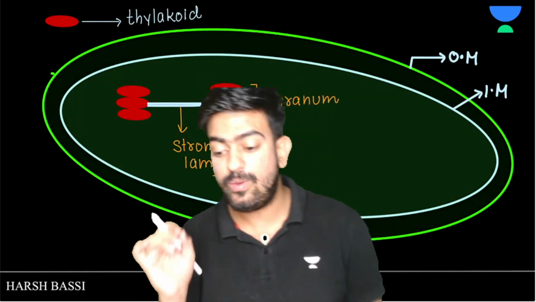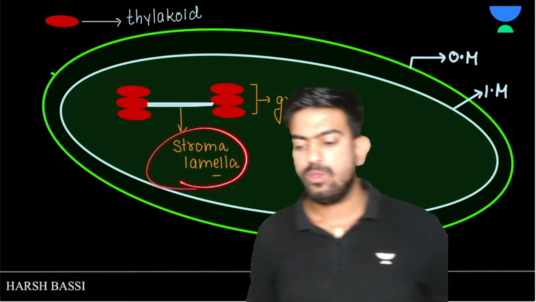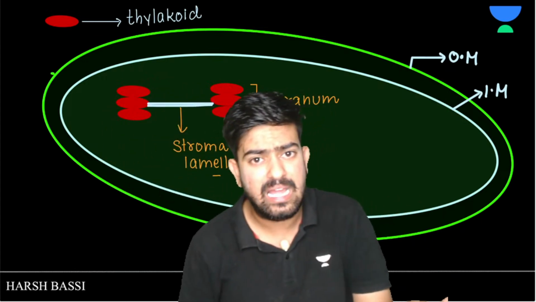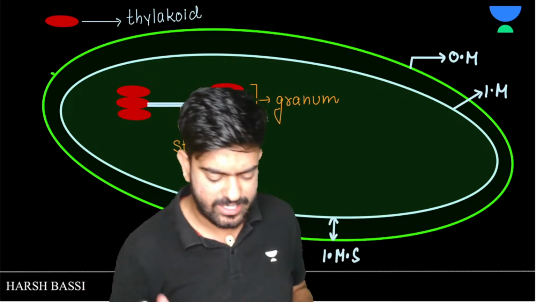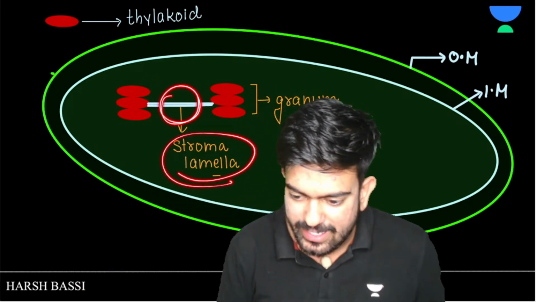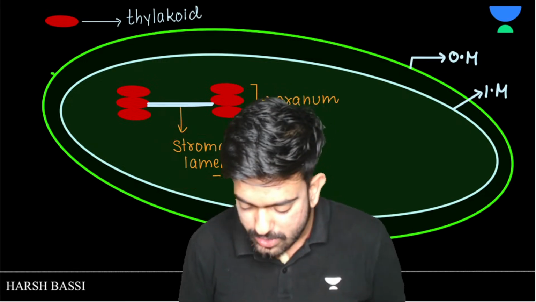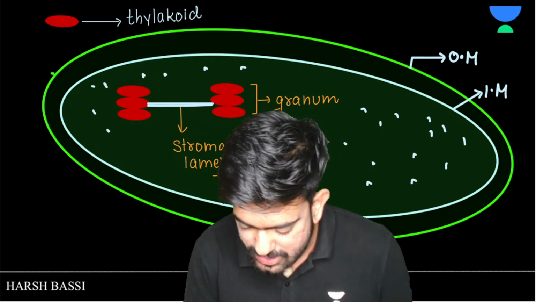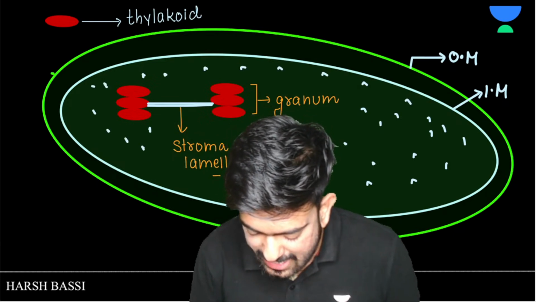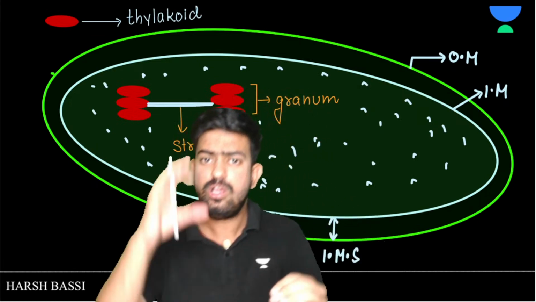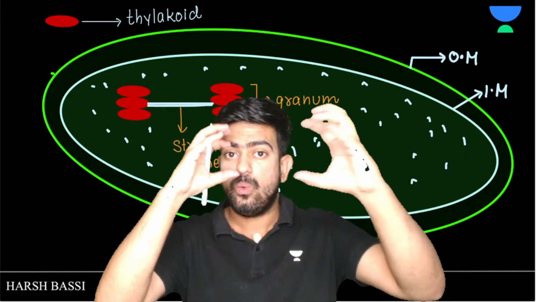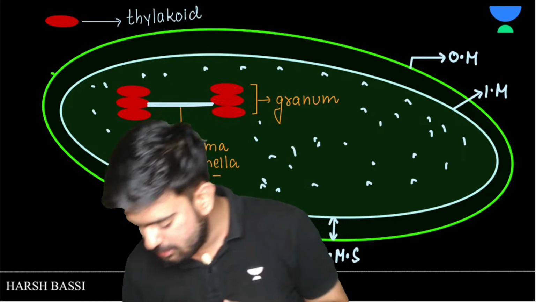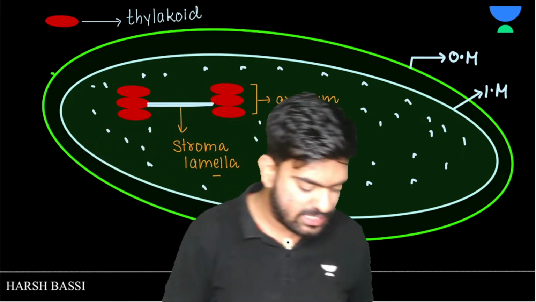Clear? Now one more term, which is stroma lamella. Lamella is what, sir? Lamella is a membrane, a plain structure. But this lamella is present where? It is present in the stroma. This particular thing is known as stroma. So we named this structure stroma lamella, a membrane-like structure which connects to grana. Why stroma, sir? Because it is present in the stroma. I hope this is pretty much clear to everyone.